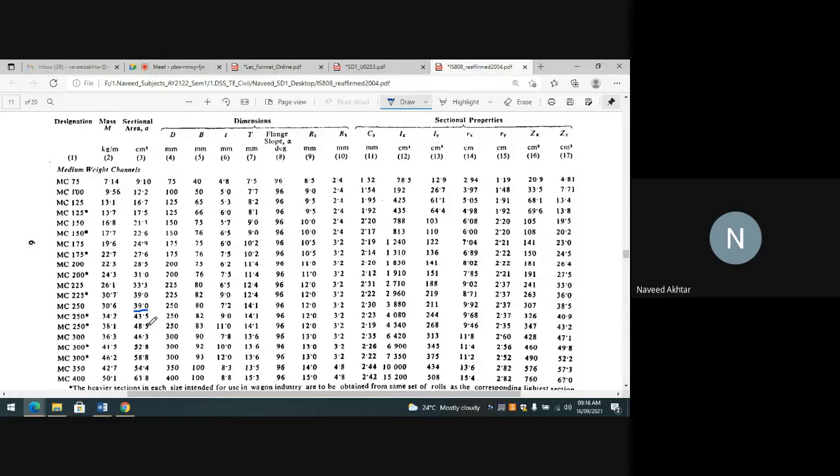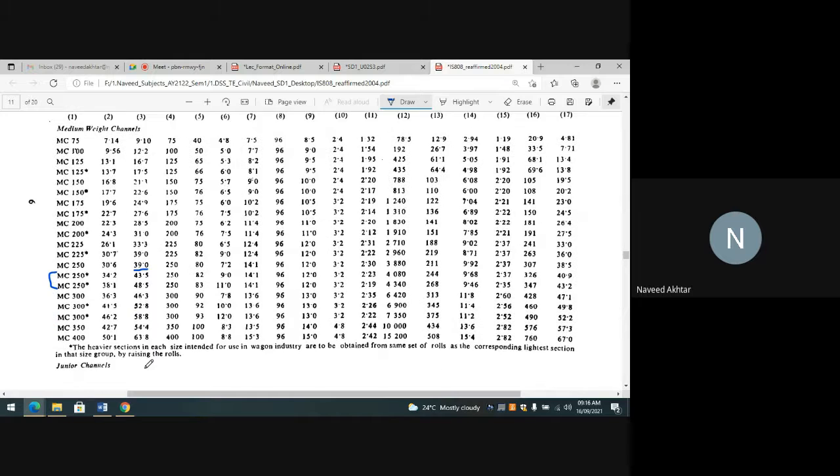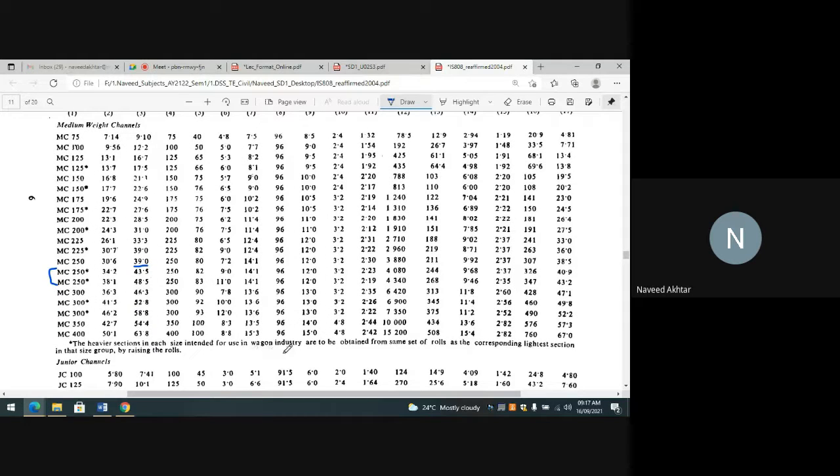Now, if you go for the star section, we will not select. It is for the heavier section in which sizes intended for use in wagon industry are obtained from the same set of rolls and corresponding flat section in the size of group. Now again you see the ISMC 300, the area will be 4630 mm square, which is much larger than this. So which one will we select? We will select this one. This area is also large. So it depends on you.